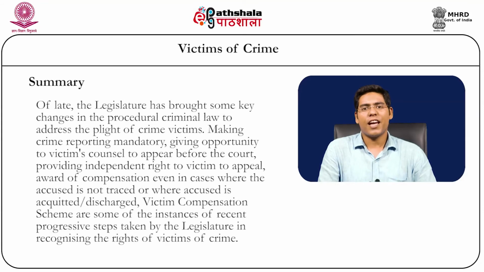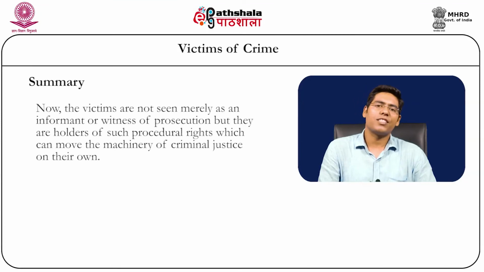Of late, the legislature has brought some key changes in procedural criminal law to address the plight of crime victims: making crime reporting mandatory, giving victims' counsel the opportunity to appear before the court, providing an independent right to victims to appeal, award of compensation even in cases of acquittal or where the accused is not traced, and victim compensation schemes. These are some instances of recent progressive steps taken by the legislature in recognizing the rights of victims of crime. Now, victims are not seen merely as informants or witnesses for the prosecution, but as holders of procedural rights which can move the machinery of criminal justice on their own.